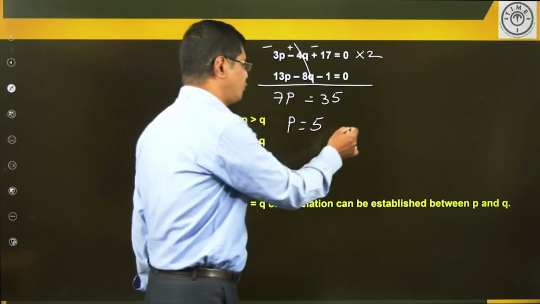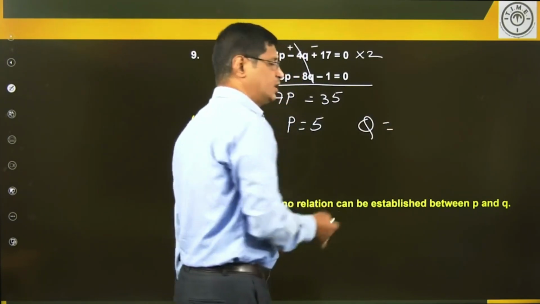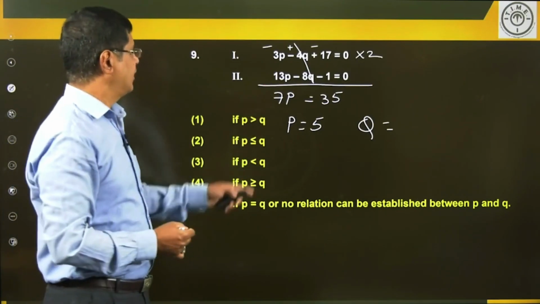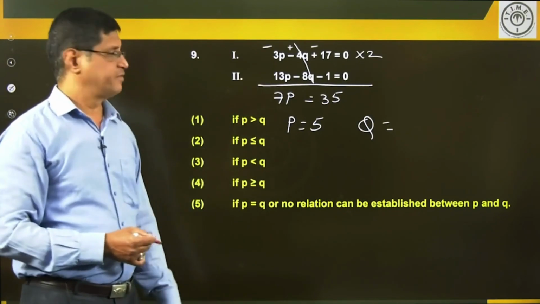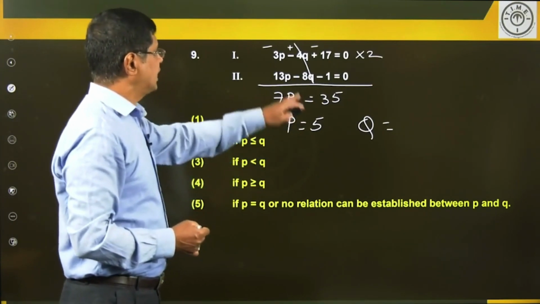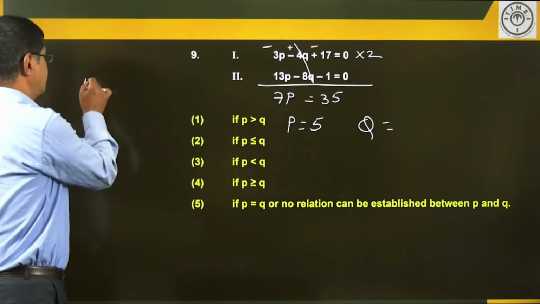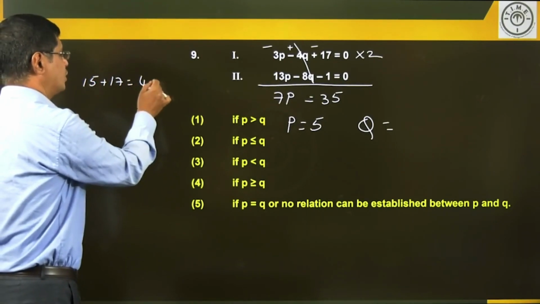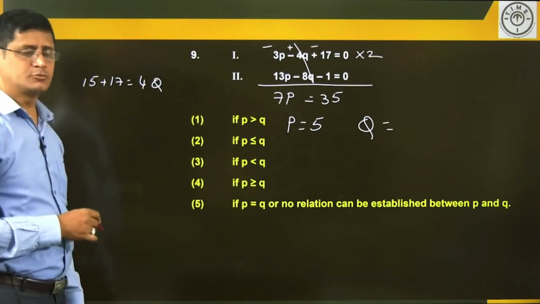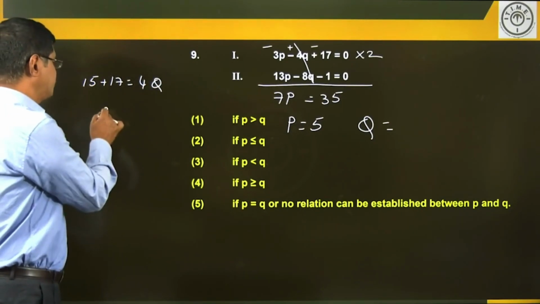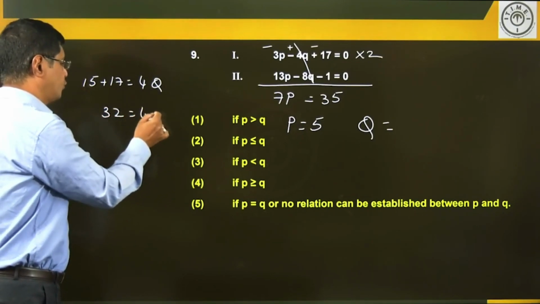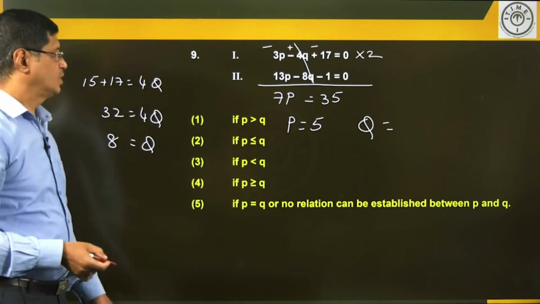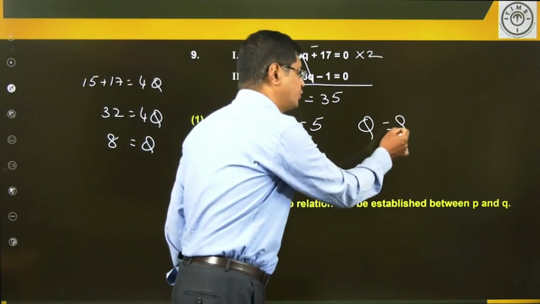When P is equal to 5, how much is the value of Q? Substitute P as 5 in any one of the two equations. I am going with the first equation. 3 times 5, that is 15, plus 17 is equal to 4Q. Okay. Sum of these two values is equal to 32, which is equal to 4Q. The value of Q is 8. P is equal to 5, Q is equal to 8.